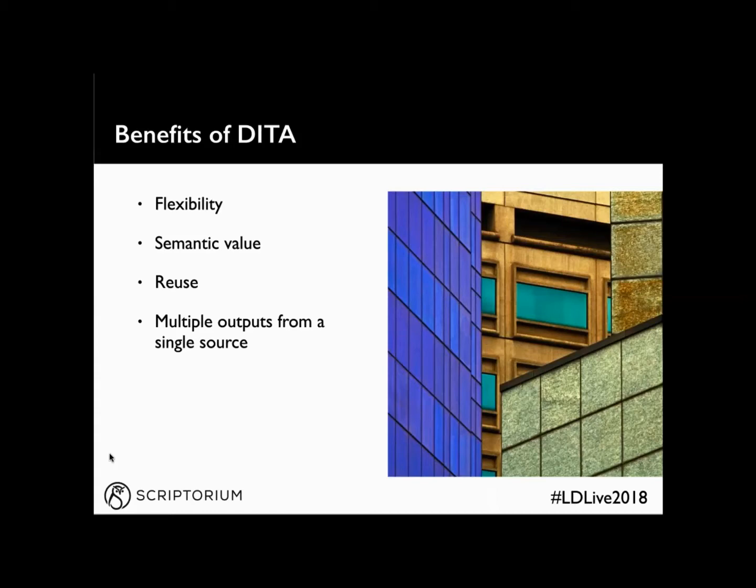Next is reuse. Topic-based content is easier to reuse than something like book-based or chapter-based. And that's because individual topics can be used and reused in any order in a number of different documents. So in DITA, the topics are organized into maps, which are much like a table of contents, and they allow you to specify the order and the hierarchy of those topics. And we'll get into that a little more in depth later as well and see some examples.